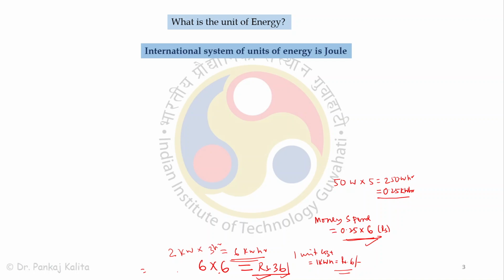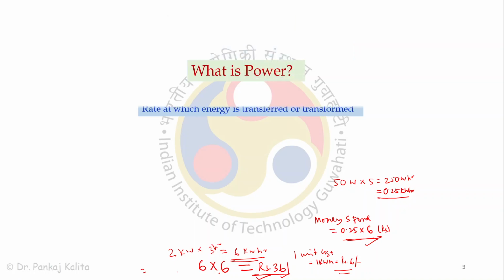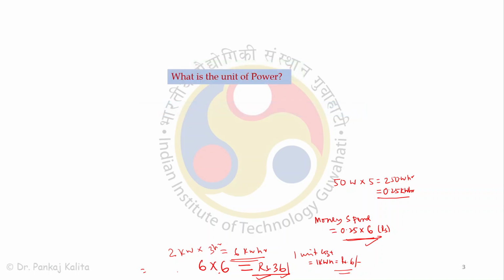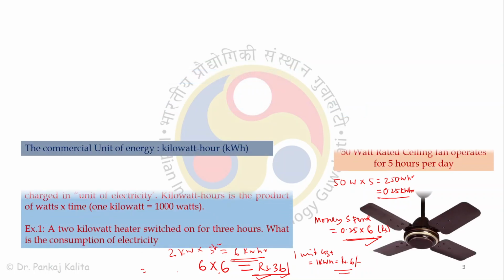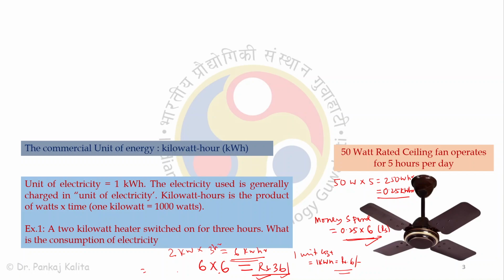The unit of energy is basically joule, which most of you are familiar with from class 9, 10 itself. Power is basically the rate at which energy is transferred or transformed. What is rate? Rate is something with respect to time. So the unit of power is what? That is joule per second. Commercial unit is kilowatt hour. So I solved this question also. A 2 kilowatt heater switched on for 3 hours. So we get rupees 42 as the bill.